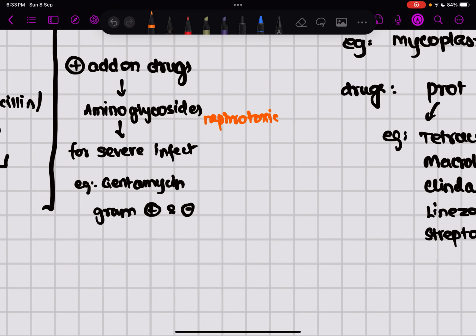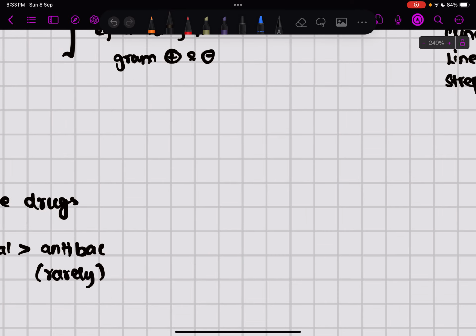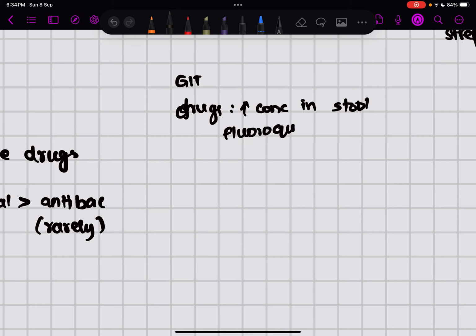Now we have seen the infection if it is in the UTI. If the infection is in the GIT, we give drugs with increased concentration in stool, and it is nothing but fluoroquinolone. It is the first line drug.